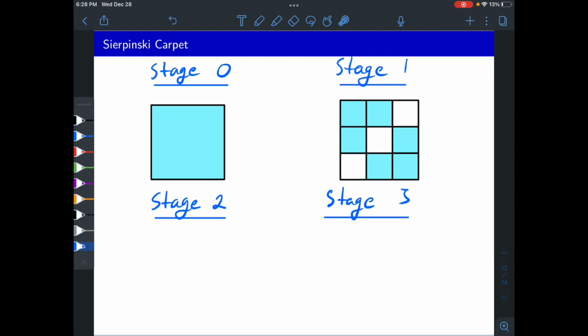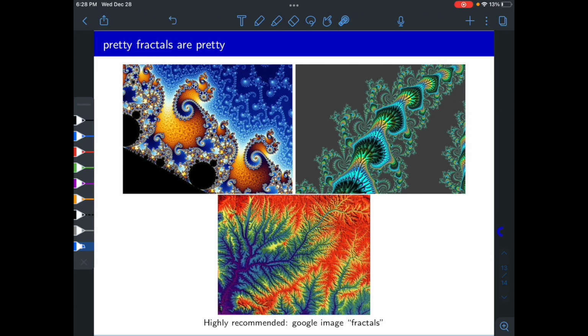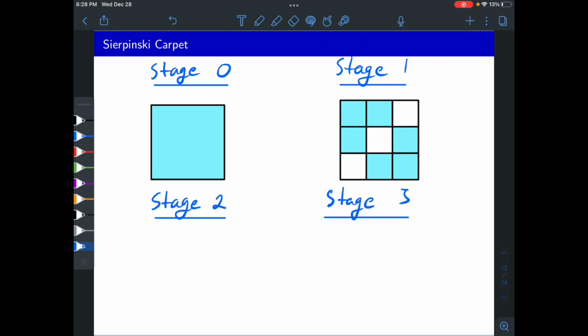The Sierpinski carpet is pretty similar. You start with your generator. It's just going to be a filled-in box, and then to go from stage 0 to stage 1, every time you see a filled-in box, you replace it with this pattern right here. So you have like 3 filled-in boxes over here and 3 down here.